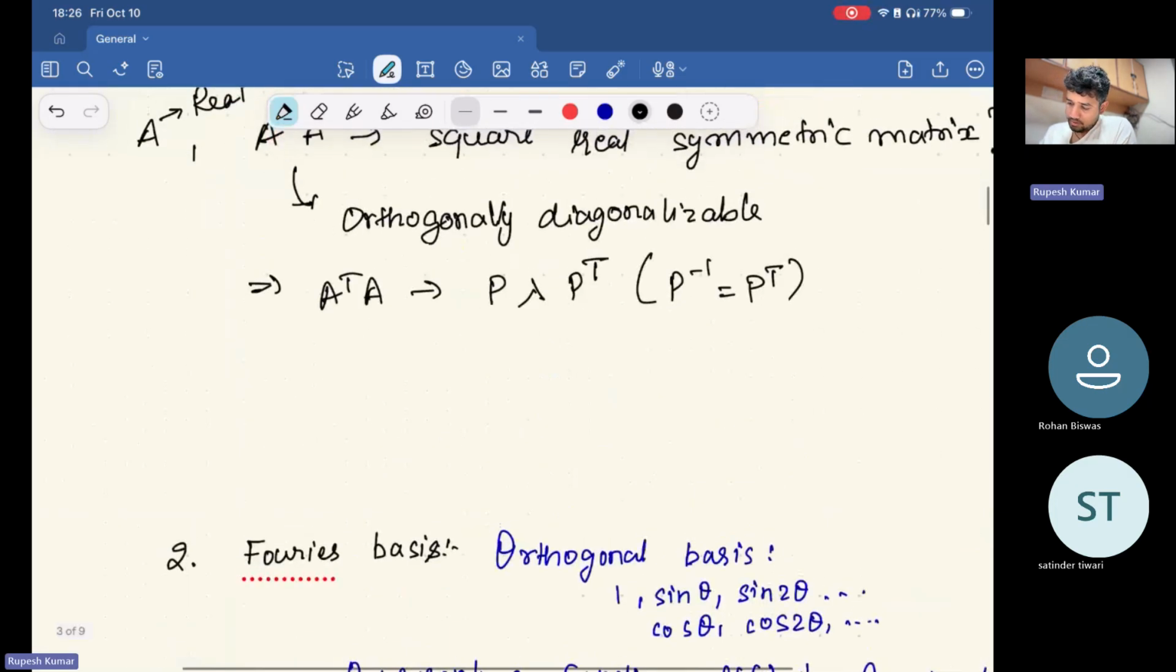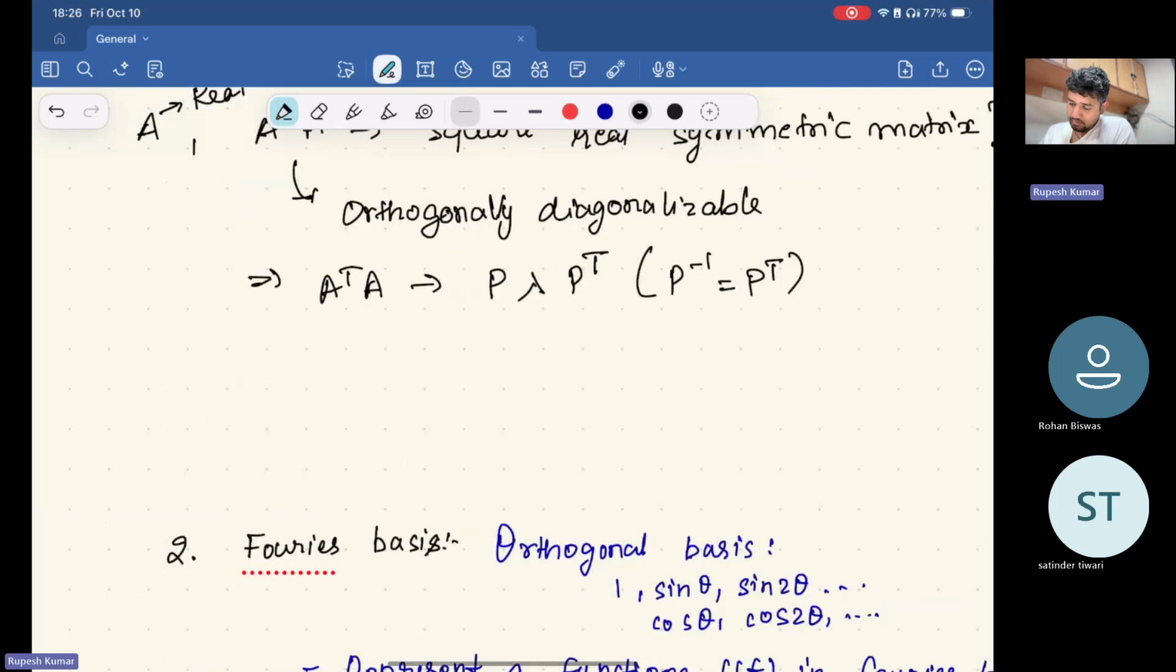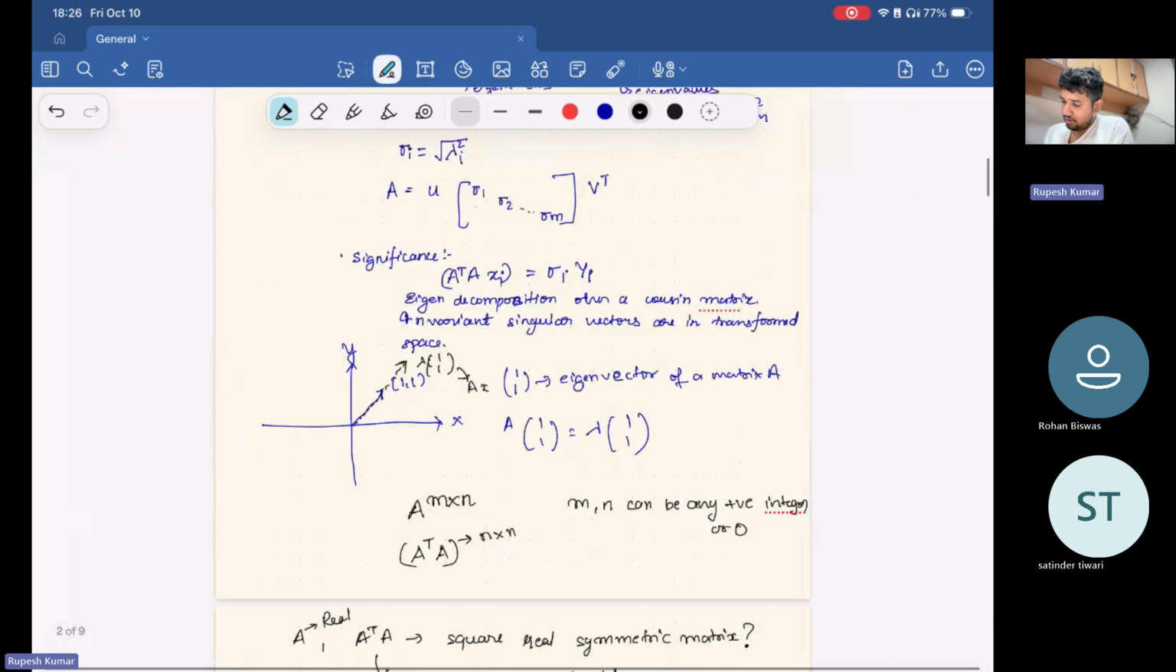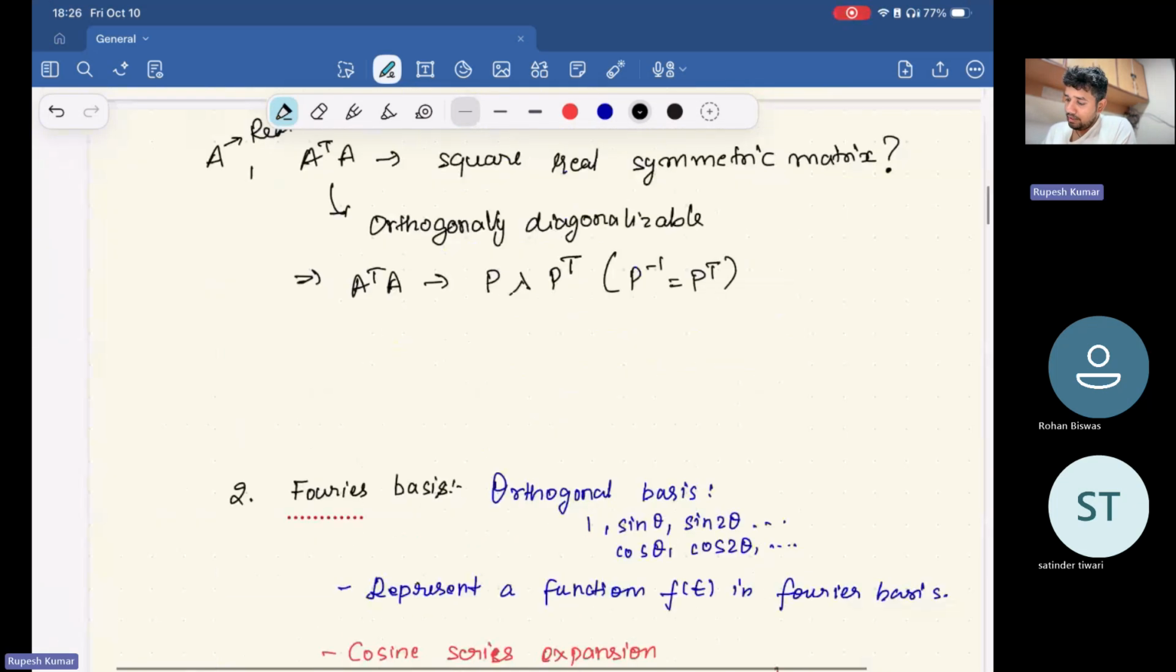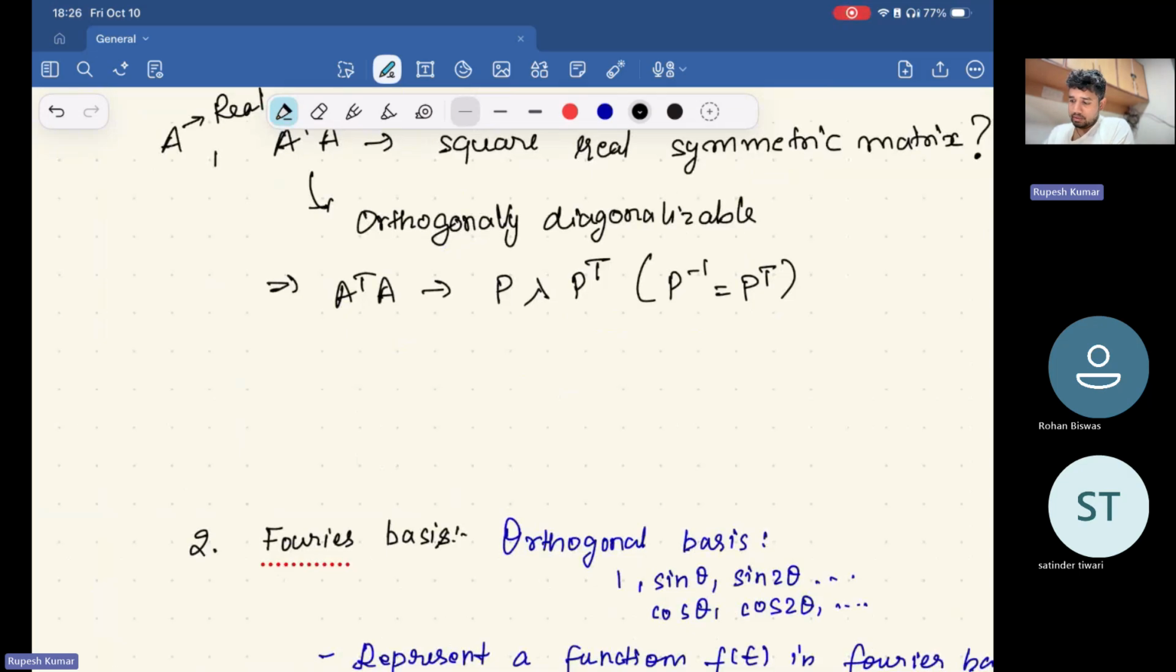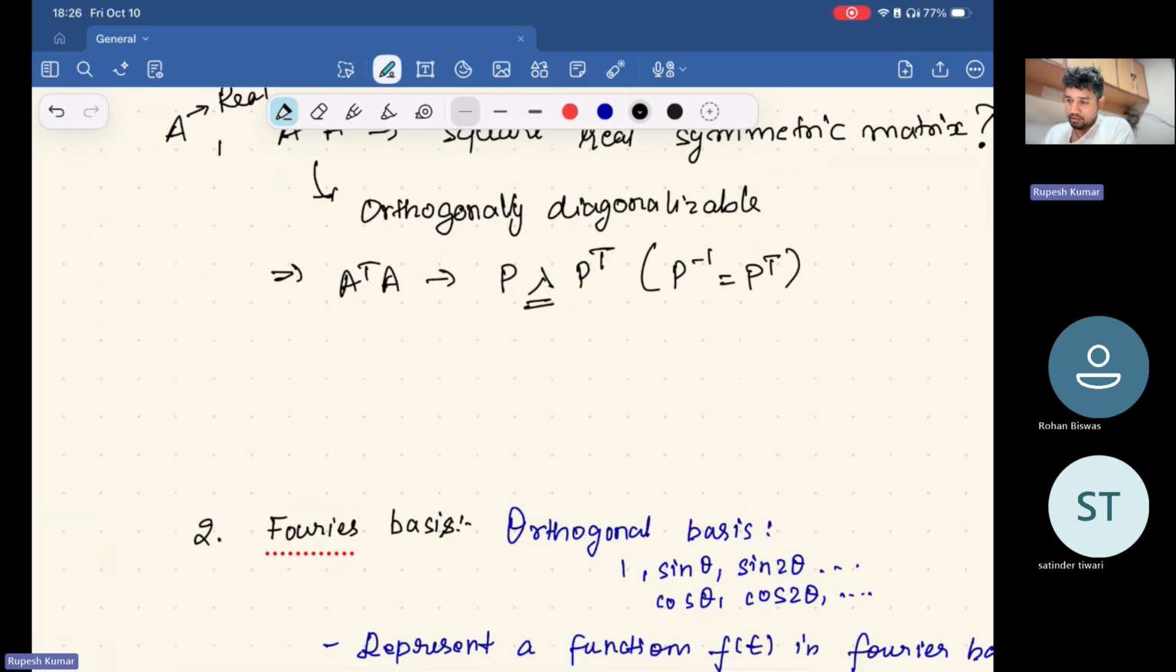So now we know we can build this. And now what we want to see is what the eigenvalue of this matrix looks like. I am saying A transpose A x equals lambda x. So what does this lambda look like?